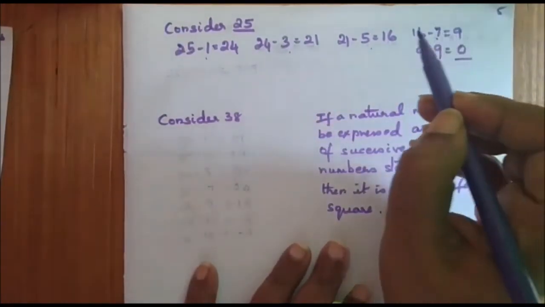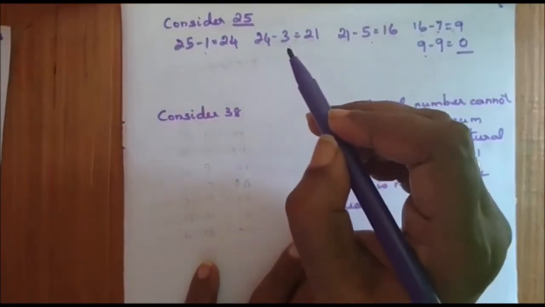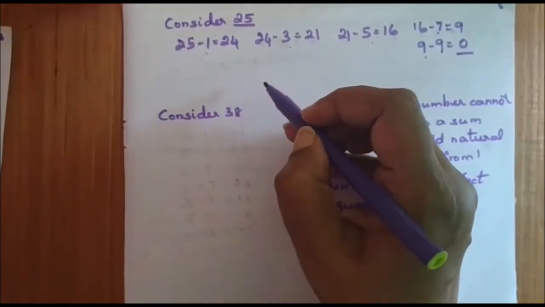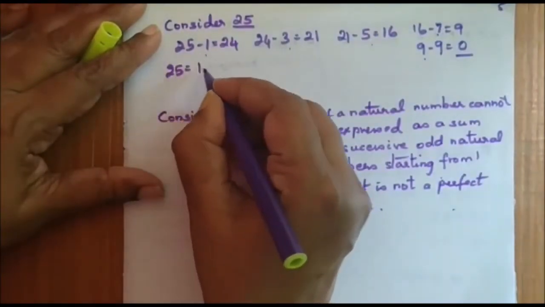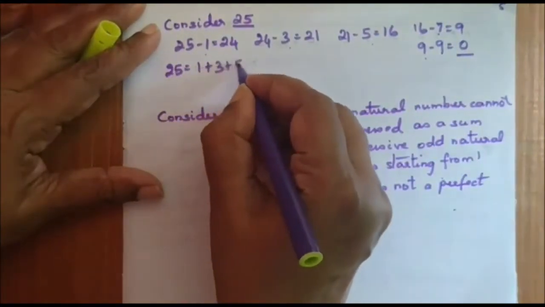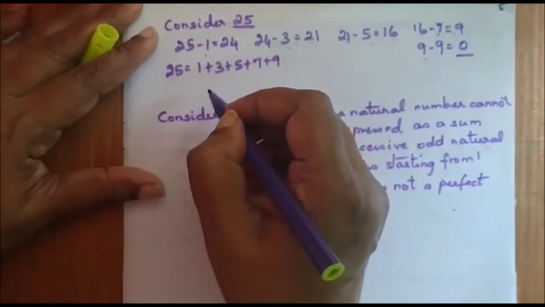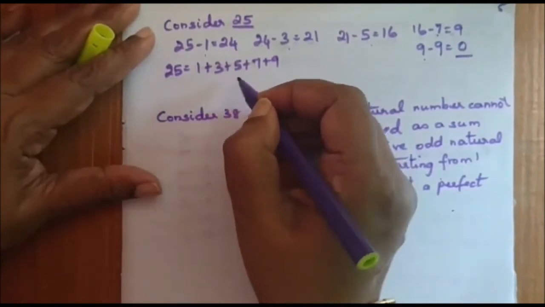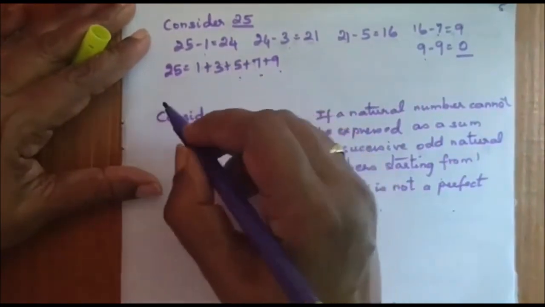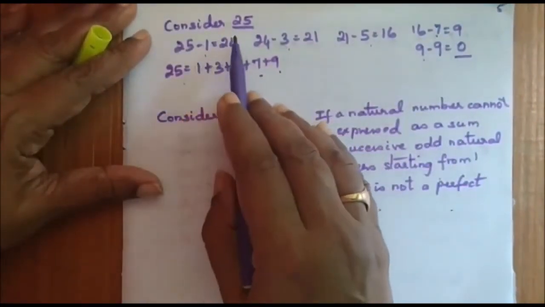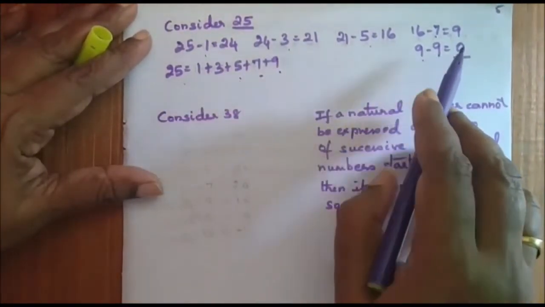So when we get the answer 0, it tells us that this is a square number. 25 is a square number, or in other words we can express 25 as the sum of the odd numbers. 25 can be written as 1 plus 3 is 4, 4 plus 5 is 9, 9 plus 7 is 16, 16 plus 9 is 25. So 25 is a perfect square, because our answer has come up as 0.